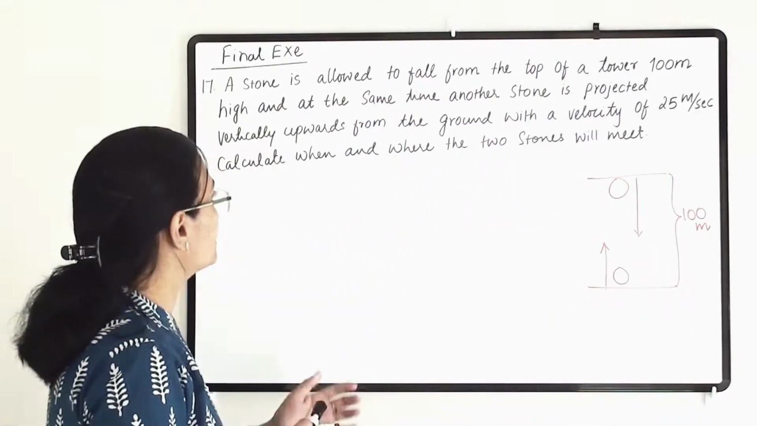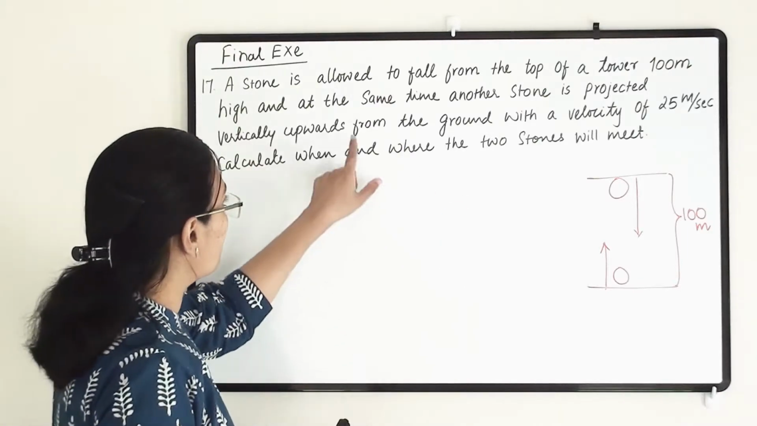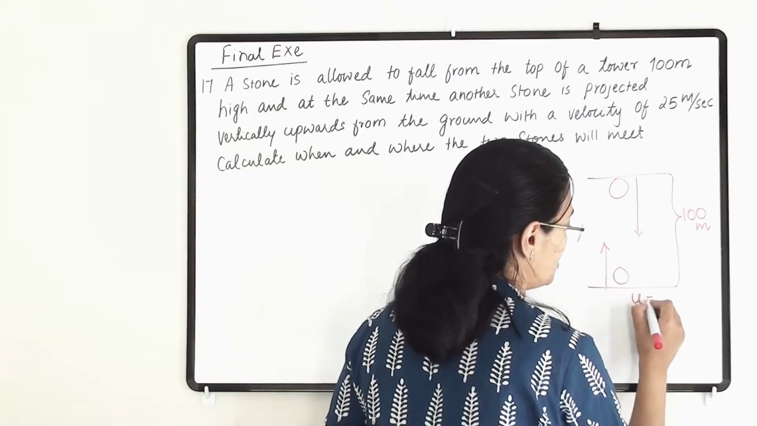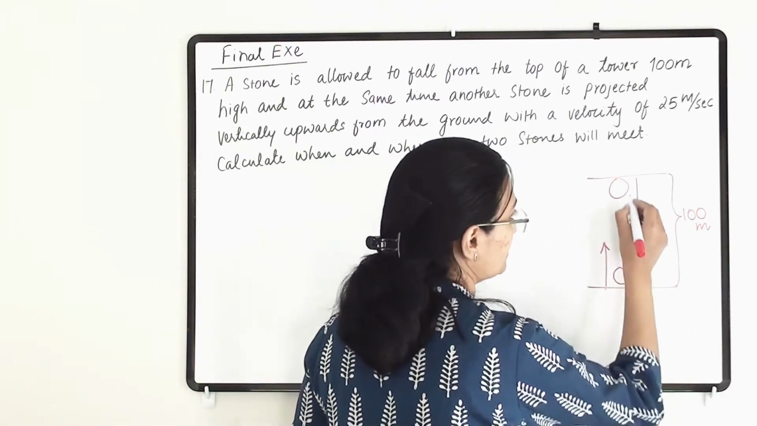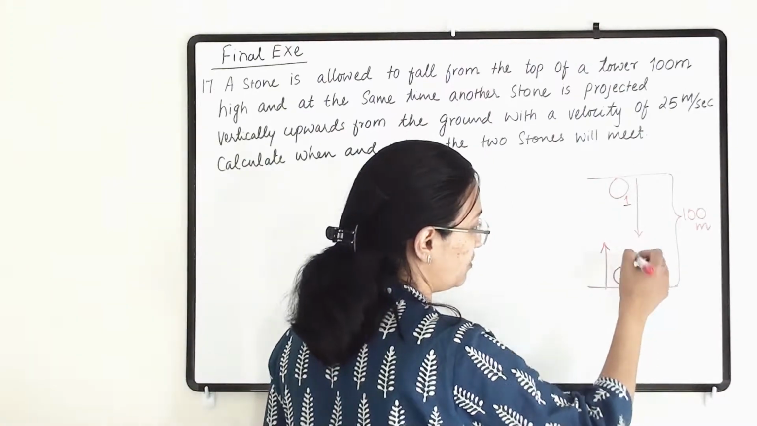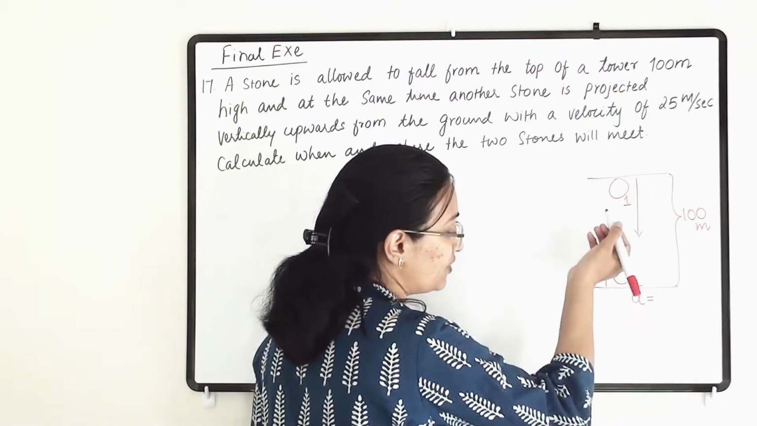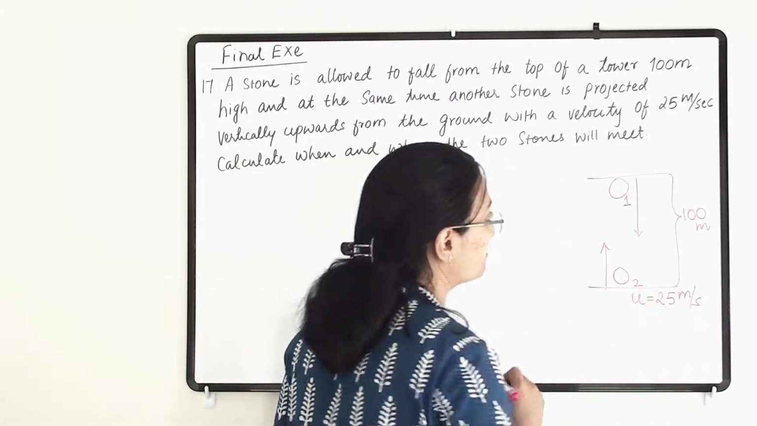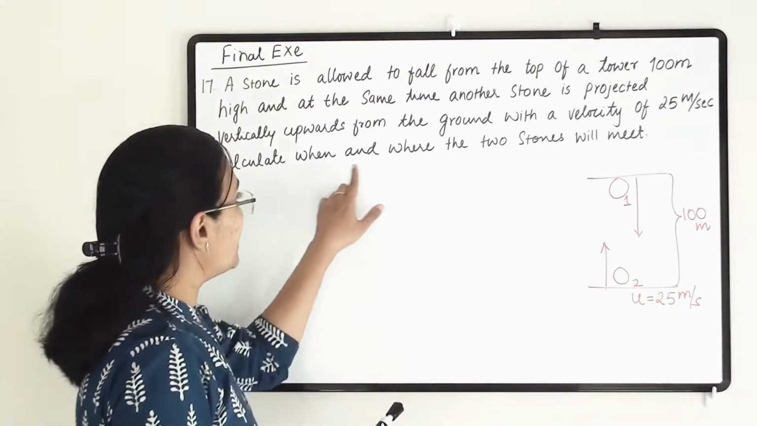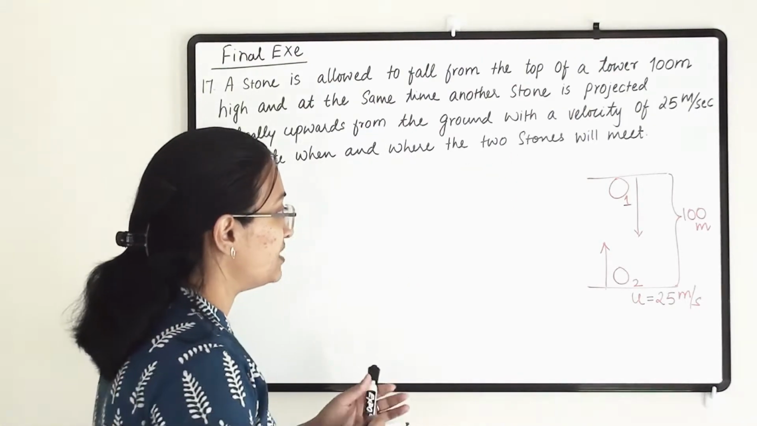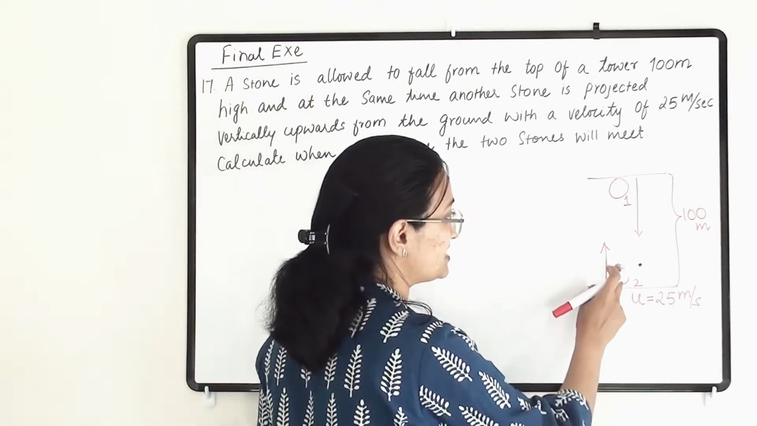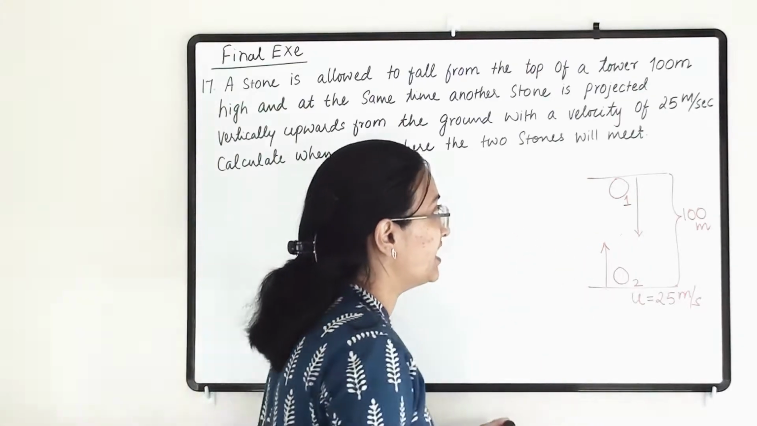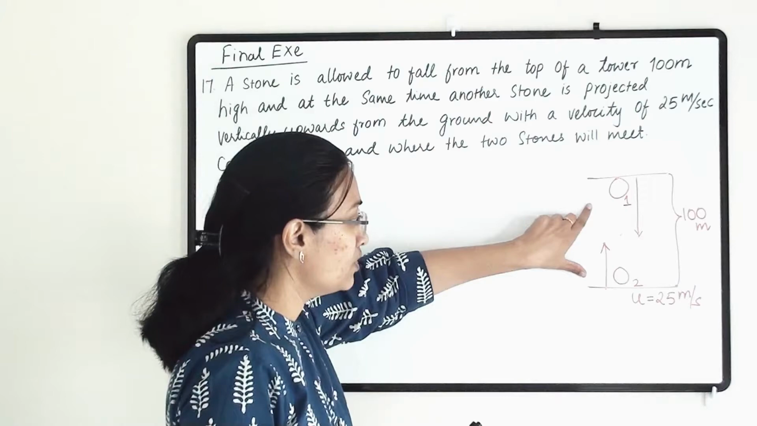This tower is 100 meter and the stone which we are throwing upward from the ground has a velocity of 25 meter per second. So here is the initial velocity of this stone 2. This is stone 1 which is falling on the ground and this is the one we are throwing upward. Its initial velocity is 25 meter per second. Now calculate when and where the two stones will meet. So when we are throwing both stones in the same direction, where will they collide with each other, at what point, at what distance, at what time, that we have to find out here.